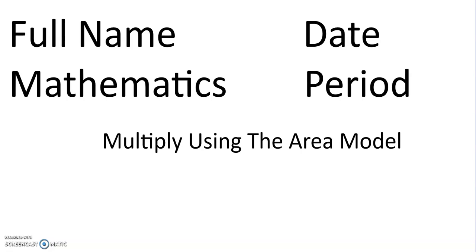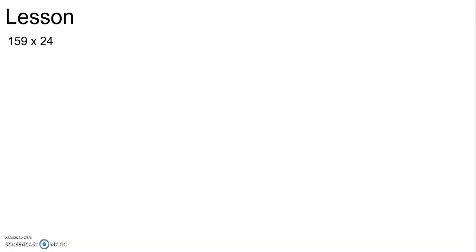Now that we have this in our notebooks, let's look at an example. So here we have 159 times 24. Here we're going to use a modified version of a rectangle area model. We're going to use a rectangle because I have 3 digits and then I only have 2 digits here, so it can't be a square.